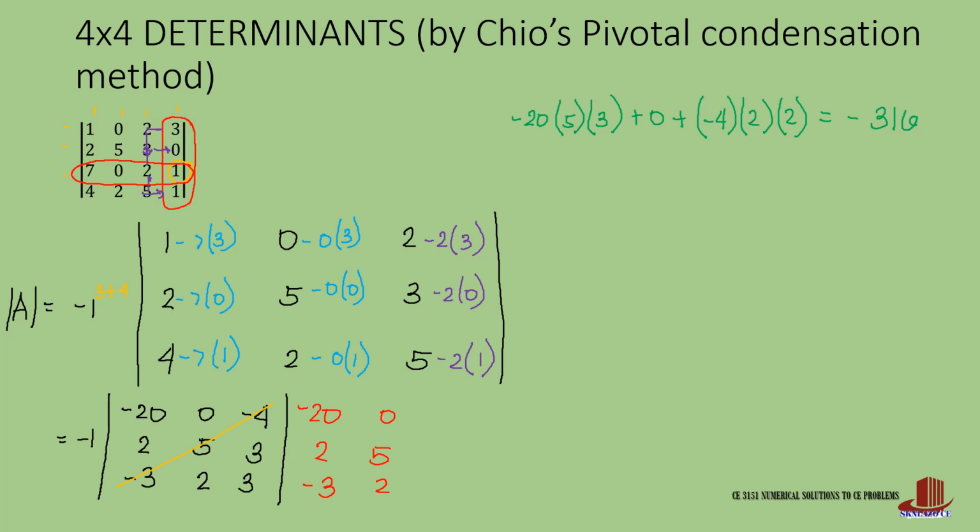Now let's work with our negatives. That would be negative of negative 3 times 5 times negative 4 plus 2 times 3 times negative 20 plus 0.